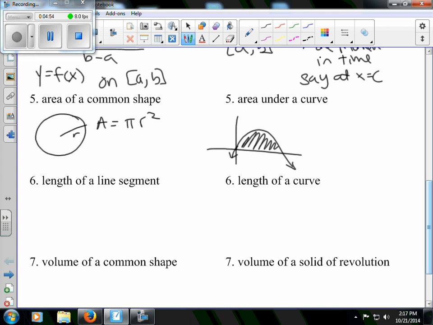Okay, before we could find the length of a line segment, how long is the segment from A to B, well, that uses the distance formula, which is essentially the Pythagorean theorem.